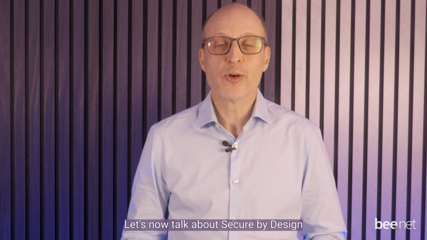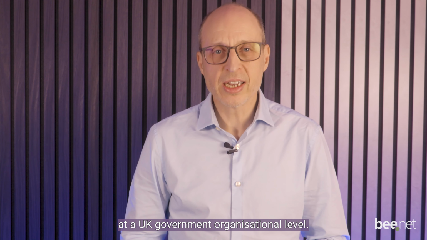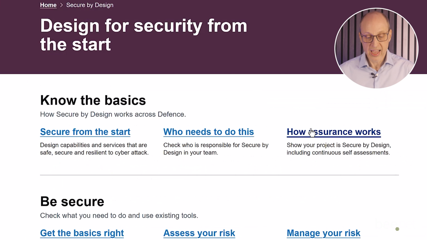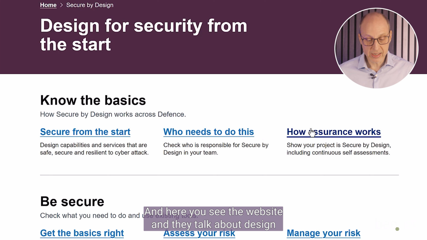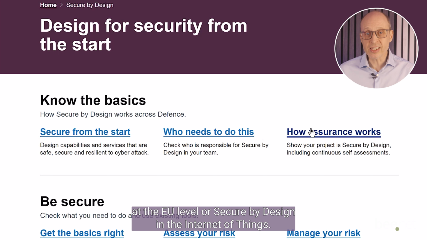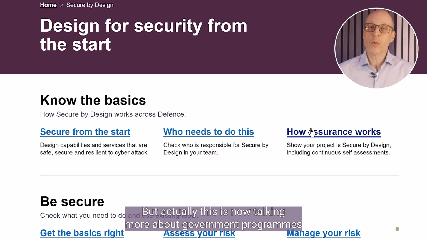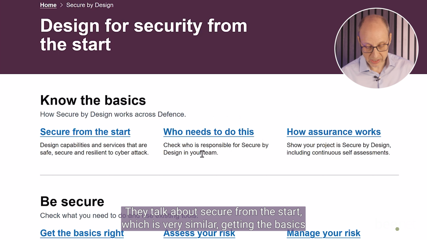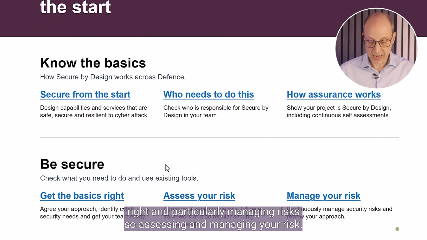Let's now talk about secure by design at a UK government organisational level. Now, the first one I'm going to talk about is MOD secure by design. And here you see the website, and they talk about design for security from the start. Now, you see this is very similar to security by design at the EU level or secure by design in the Internet of Things thing, but actually this is now talking more about government programmes and deliverables and organisational change as well. And they talk about secure from the start, which is very similar, getting the basics right, and particularly managing risk, so assessing and managing your risk.